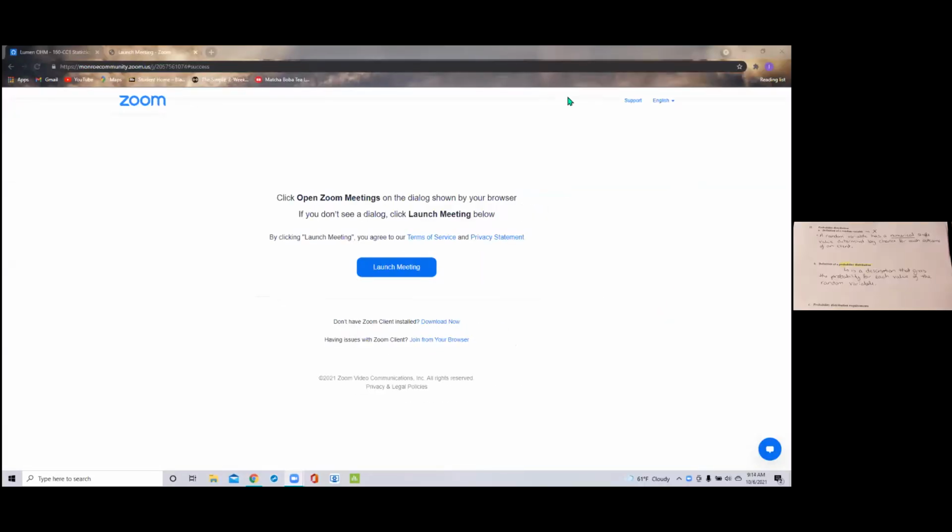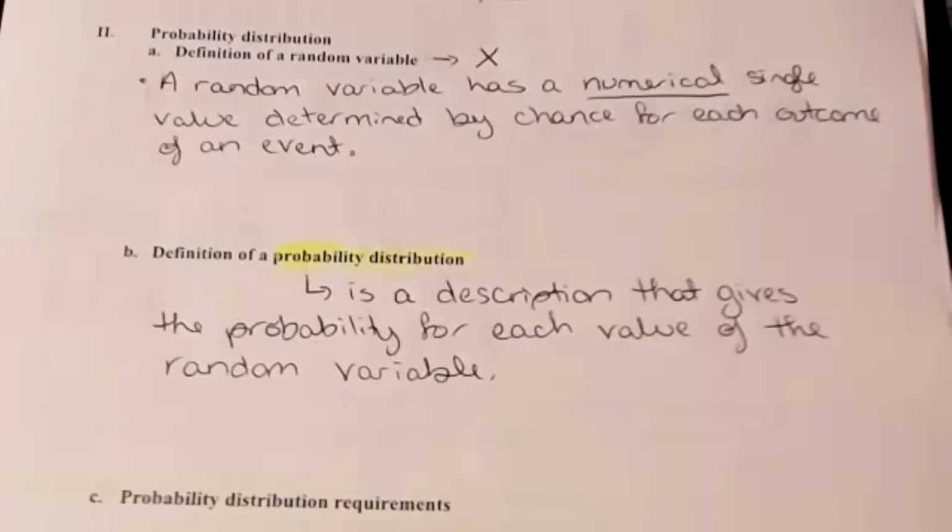One second. Be careful with the share screen, okay?